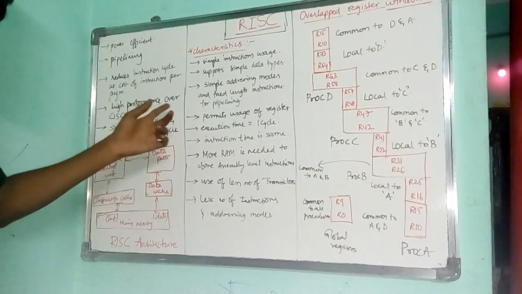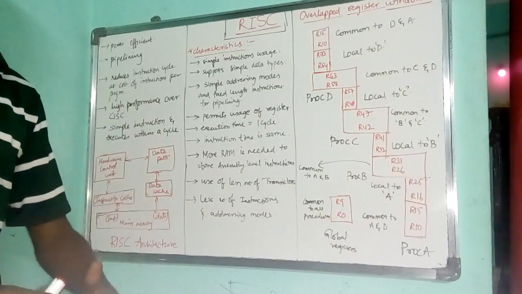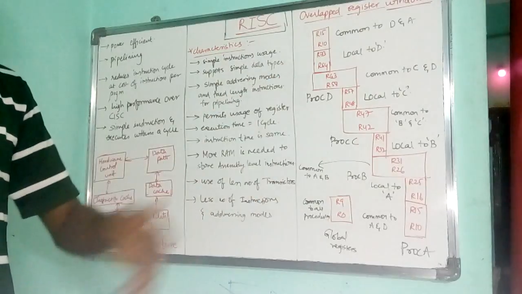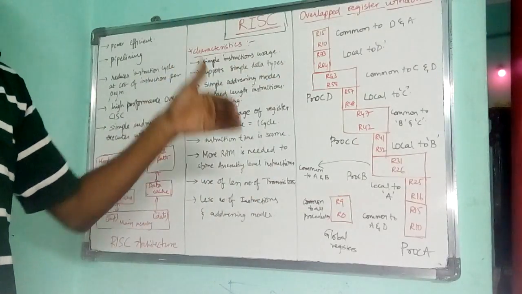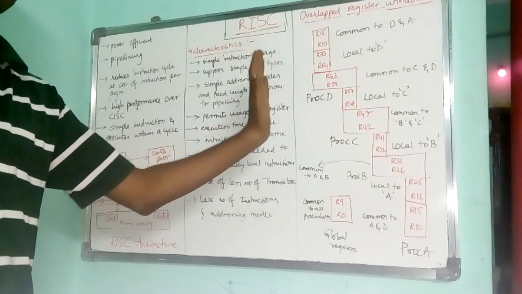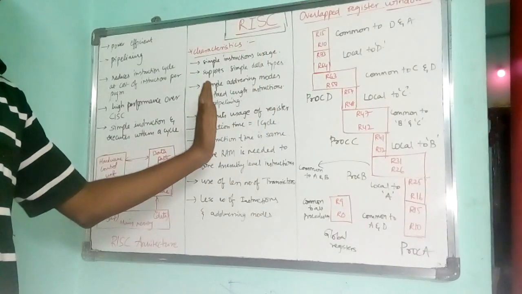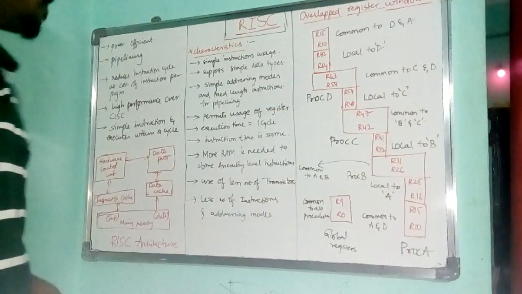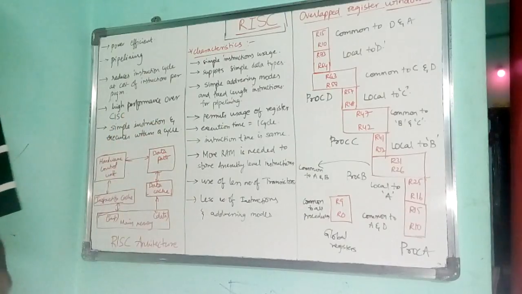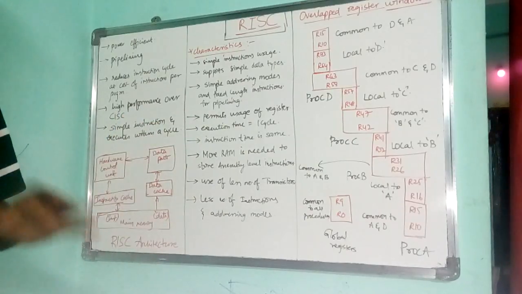And the next is high performance over CISC. We already saw how we calculate the CPU performance. It is seconds per program, that we divide into instruction count, cycles per instruction, and clock cycle time. Based on that, if you compare with the CISC, it has higher performance than that.